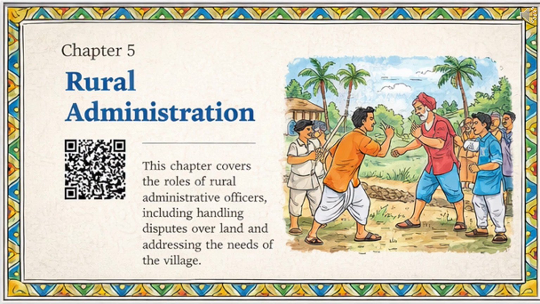Hello everyone. Today we are going to learn Chapter 5 Rural Administration. In this chapter we will understand how villages are managed and how the government works in rural areas. We will also learn about the important officers who help the villagers by maintaining land records, solving land disputes, and looking after the basic needs of the village. So let us begin and explore how rural administration helps in the smooth functioning of village life.